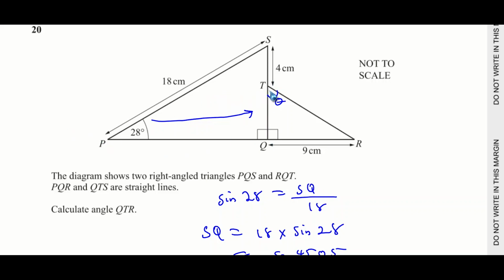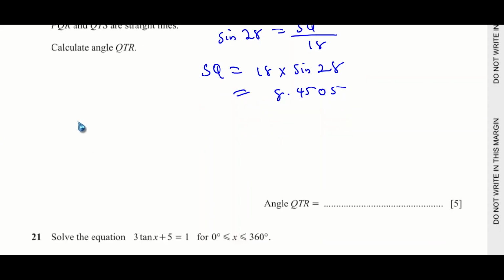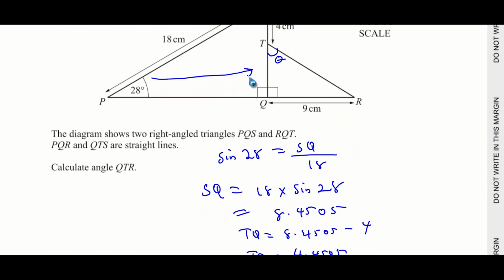So then from here now I can get TQ because SQ is the addition of ST and TQ. So I can say SQ is equals to 4 plus this. So TQ will be equals to SQ minus 4. So I can get the value of TQ straight away. So TQ equals to this answer 8.4505 minus 4. So TQ will be equals to 4.4505.